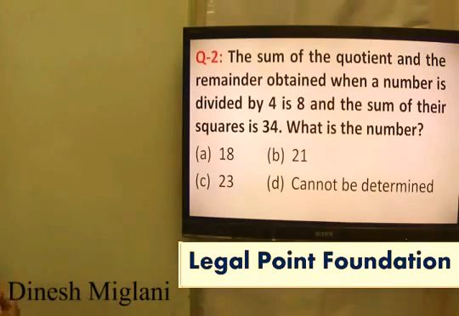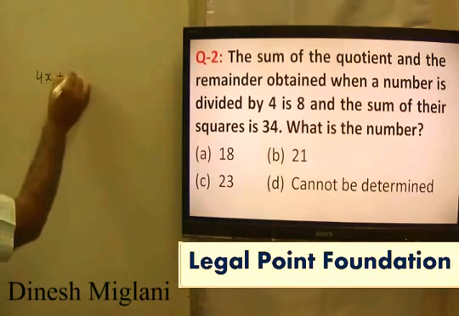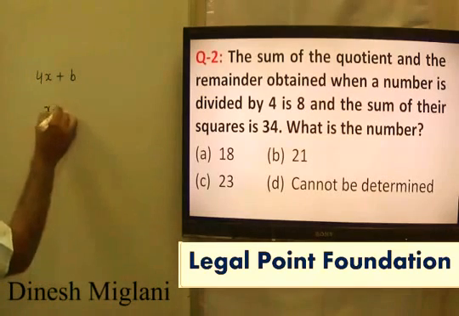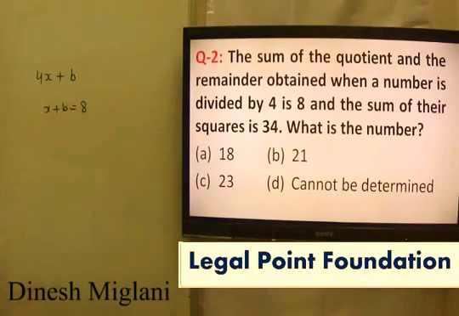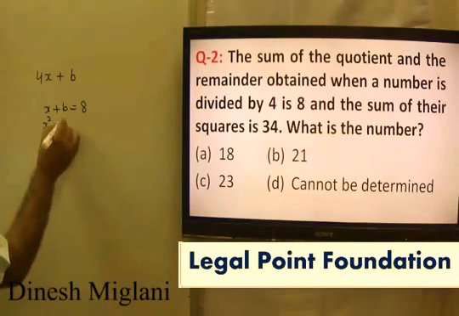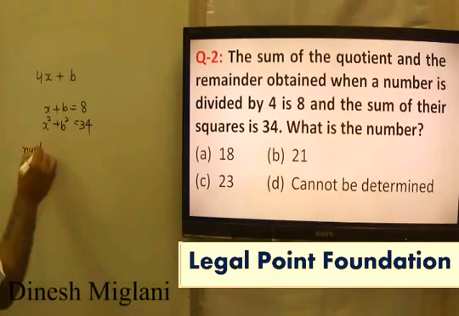One number is given, the sum of the quotient and remainder, let us say when divided by 4, is 8, right? It means let us say 4 into X plus B. This is the quotient and this is the remainder. It is given that the remainder and the quotient, this is equal to 8. Second case, the sum of their squares is 34. It means X square plus B square equal to 34. That is given. The question here is we have to find the number.